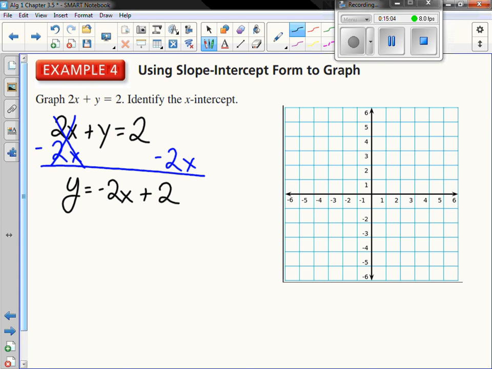So now it's in the form of y equals mx plus b, yes? Now m is our slope, yes? M is our slope. And what would the slope of this be? And the b value would be 2, or we have the point 0, 2, yes? Now what is slope? Slope is rise over run.